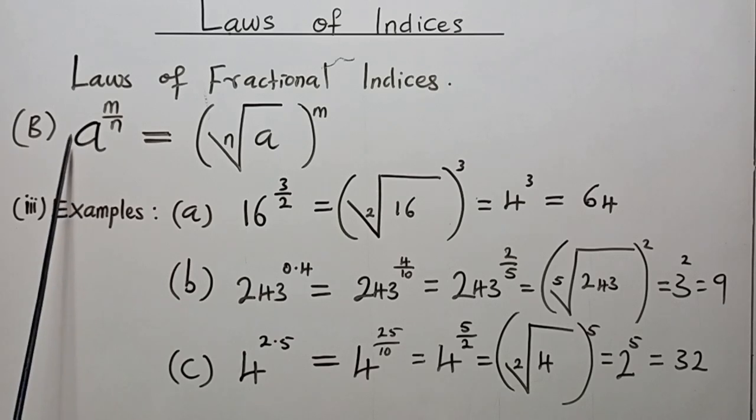Then, applying this law, this is what we have. It is square root of this 4 all to the power of this 5. First, what is the square root of this 4? It is 2. I hope you know why it is 2. By now you must have known. Then to the power of this 5, 2 to the power 5 is equal to what?